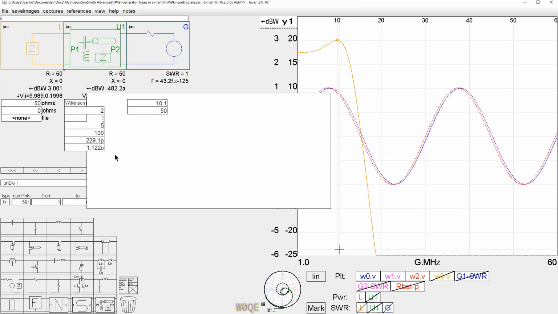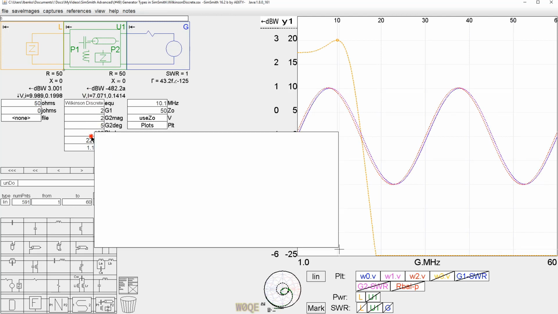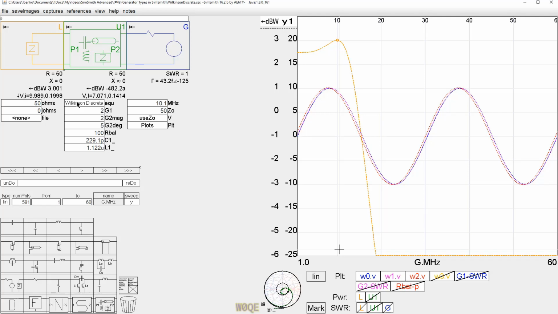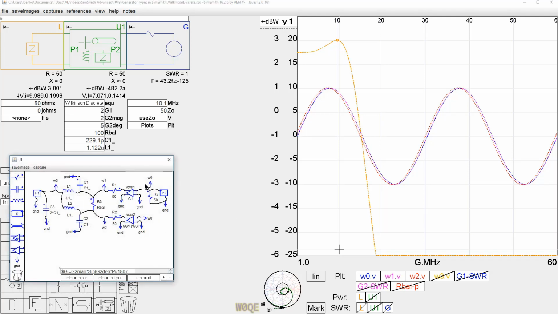And it shows the other type of generator. What do we got going on here? Oh, it was a note block I left there. Okay. It's a discrete Wilkinson combiner.